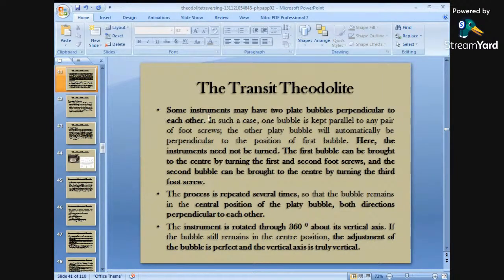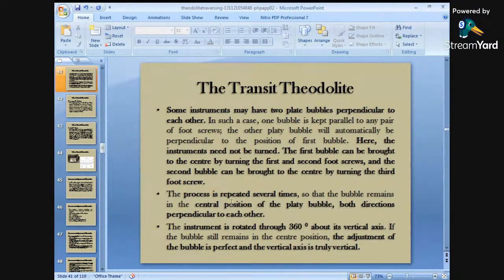Sometimes an instrument may have two plate bubbles perpendicular to each other. In such a case, one bubble is kept parallel to any pair of the foot screws, and the other plate bubble will automatically be perpendicular to the position of the first bubble. Here, the instrument need not be turned. The first bubble can be brought to the center by turning the first and the second foot screws, and the second bubble can be brought to the center by turning the third foot screw. This is in the case of two plate bubbles.